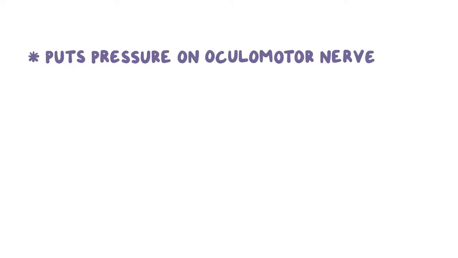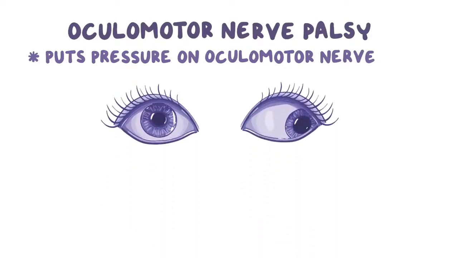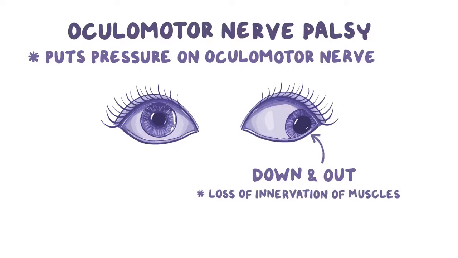The uncus can squeeze the oculomotor nerve, resulting in an oculomotor nerve palsy. In oculomotor nerve palsy, the eyeball is in a down and out position due to a loss of innervation of muscles controlled by the nerve. Also, the affected pupil becomes dilated and fails to constrict in response to light.